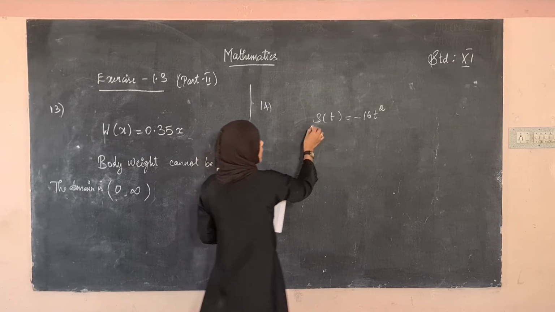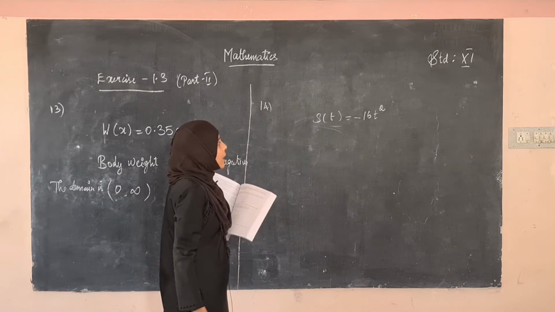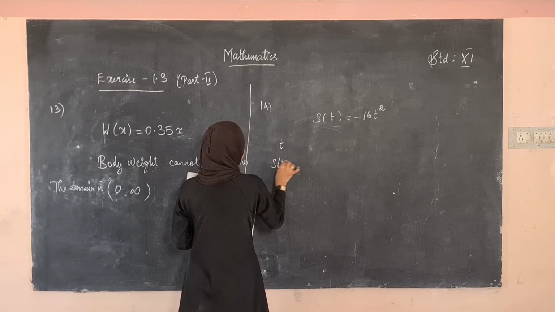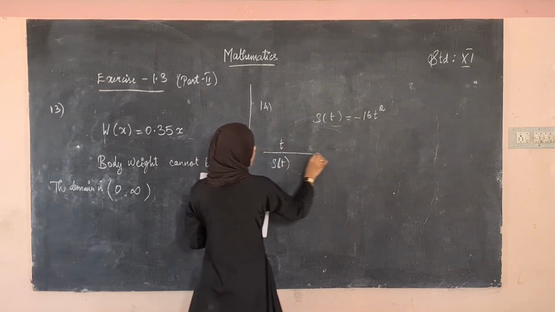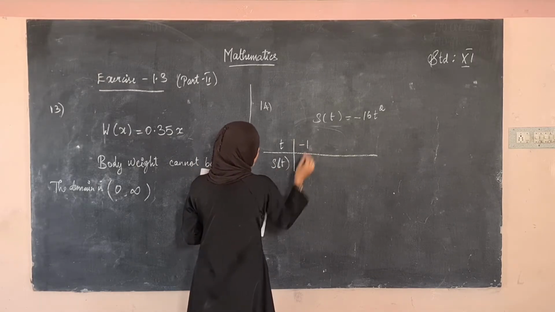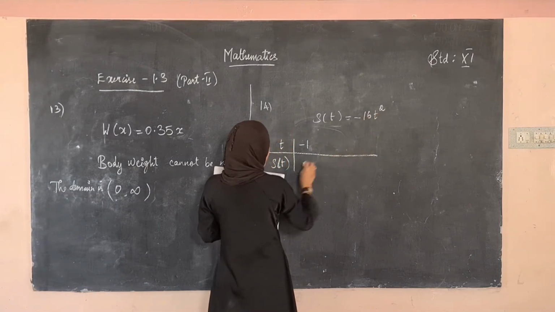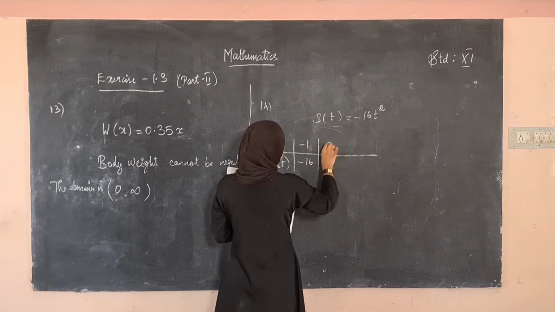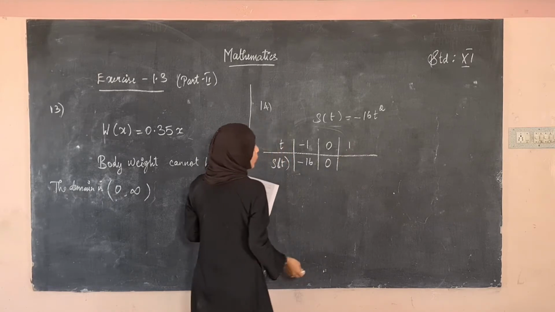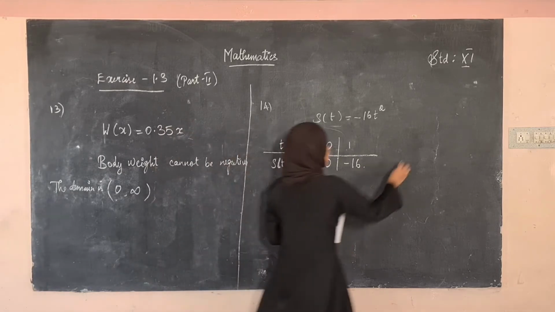Okay, so this is the distance function. The function is written with the variable t. First we have to graph the function. Now t and s of t. On the x axis we are taking t for the graph, and on the y axis we are taking s of t. When the value of t is minus 1, what happens? Minus 16 into minus 1 whole squared is 1, so minus 16. When the value of t is 0, the value of s of t is also 0. When the value of t is 1, the value of s of t is also minus 16. So, see the graph.